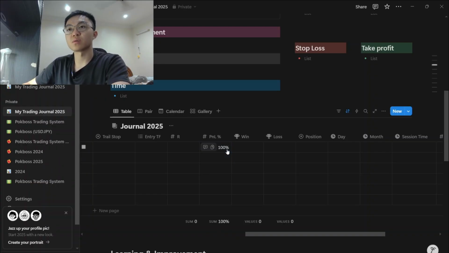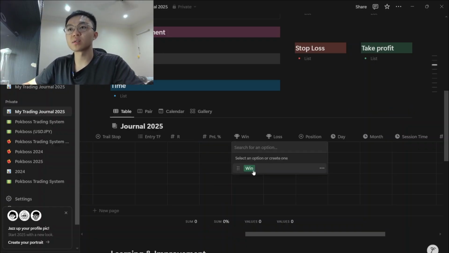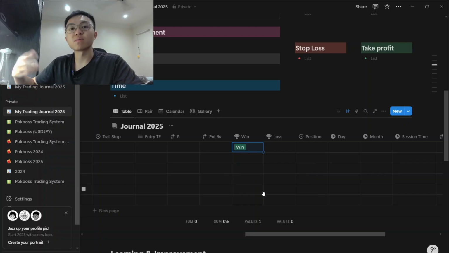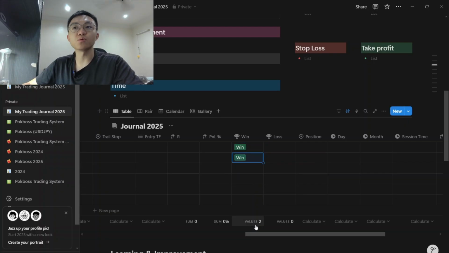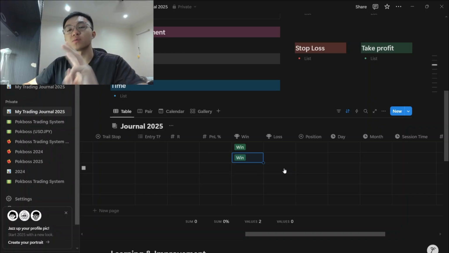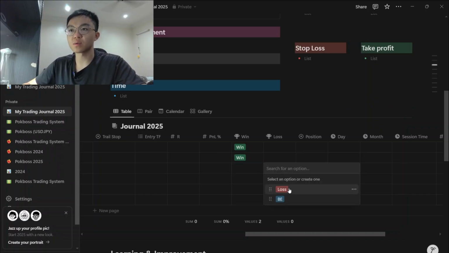All right, so it's basically the same thing over here. And then how many wins? Okay, so let's say your first trade is a winner, your second trade is also a winner. You have 2 total winners over here in total. Okay, and then for your loss, so let's say your third trade is a loss, you can go your third trade loss over here.